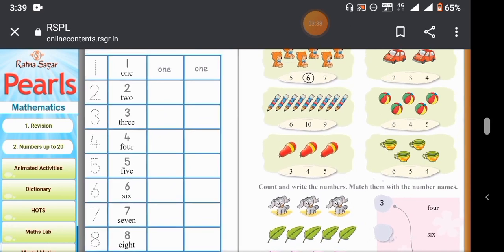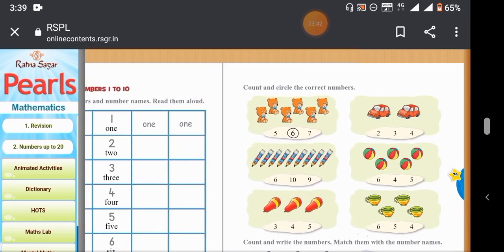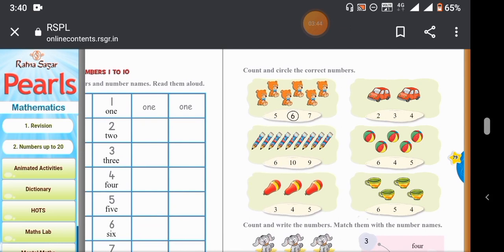Then observe the next part. Count and circle the correct numbers. So children, now observe the picture. There are so many toys. In first picture there are so many toys. So you should count the toys.